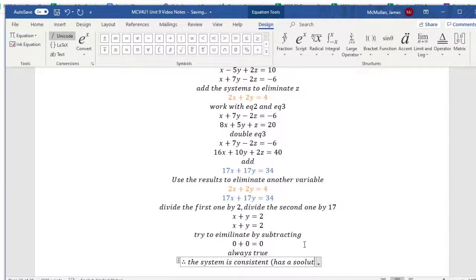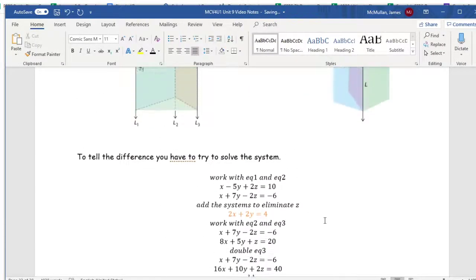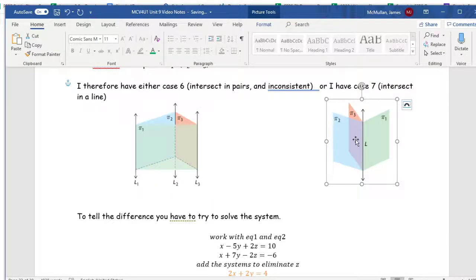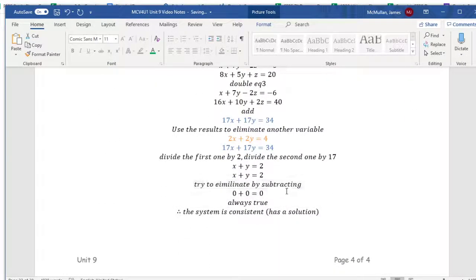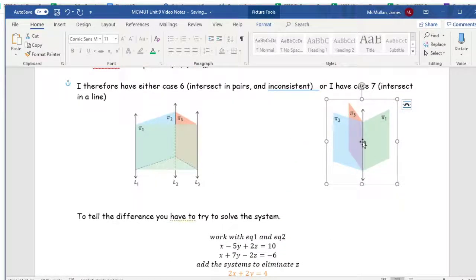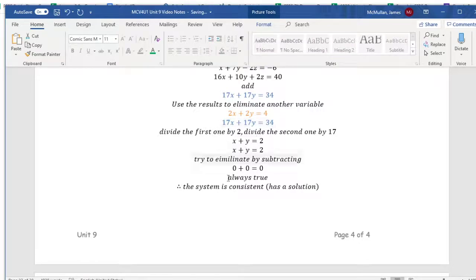i.e., it has a solution. Okay? That means this is out. It has to be this one, because we got a statement at the end that is true. Now, how do they actually intersect, though? We have not discovered that.